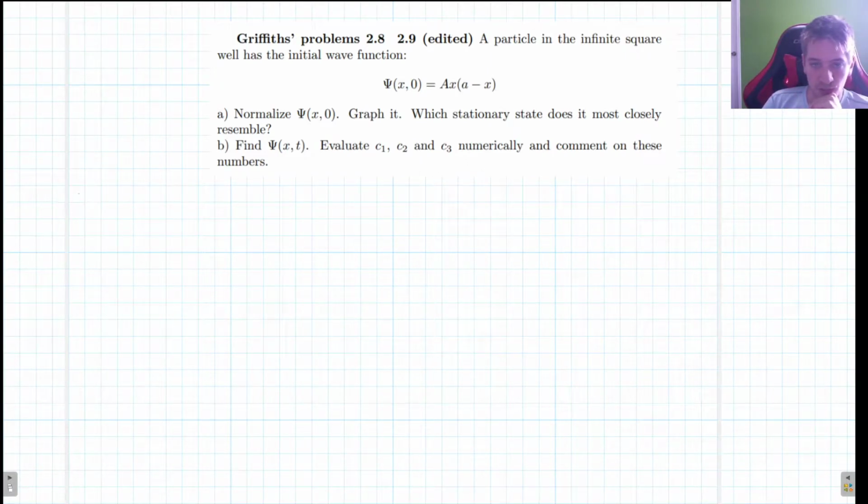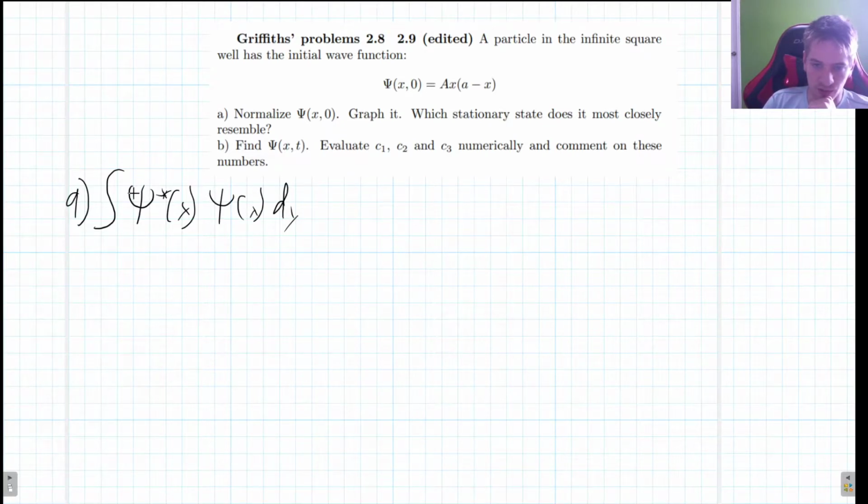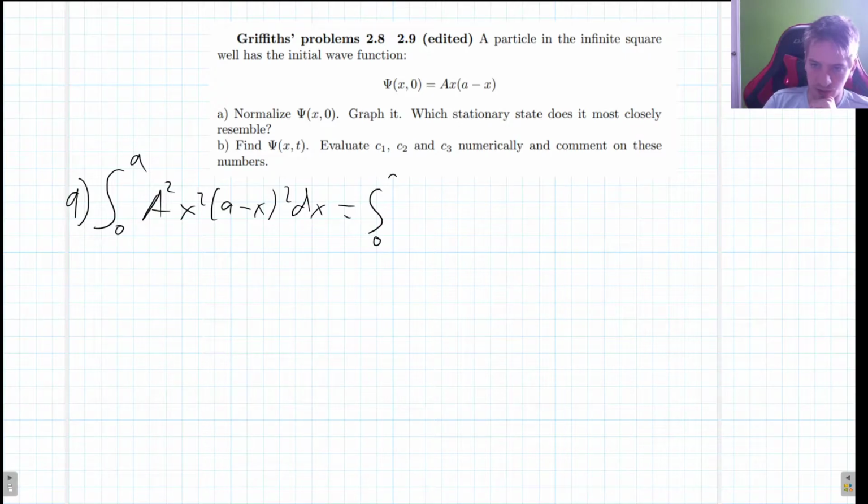Okay, so in order to normalize, I hope by this point you all know this well. We just do this product between the conjugate wave function and the normal wave function. In this case, it goes from 0 to a. It's a real function, so it's just going to be the function squared, A squared times (a minus x) squared dx. So let us just now do this quickly.